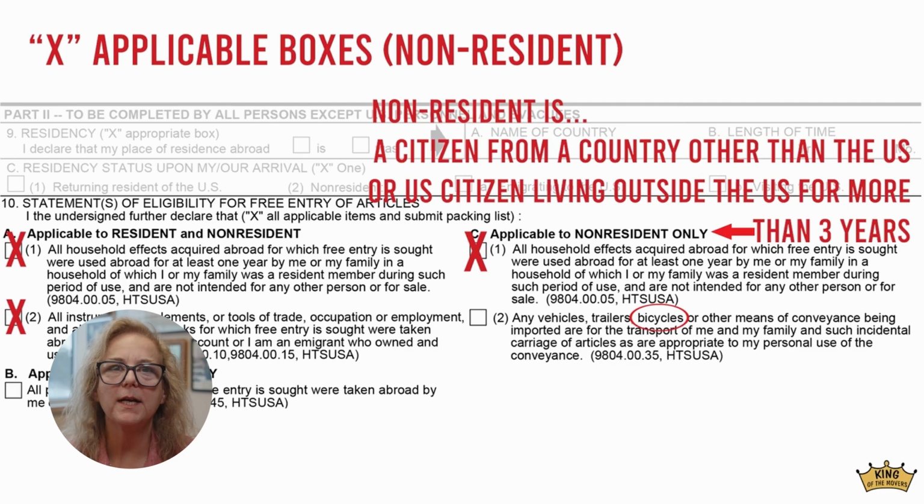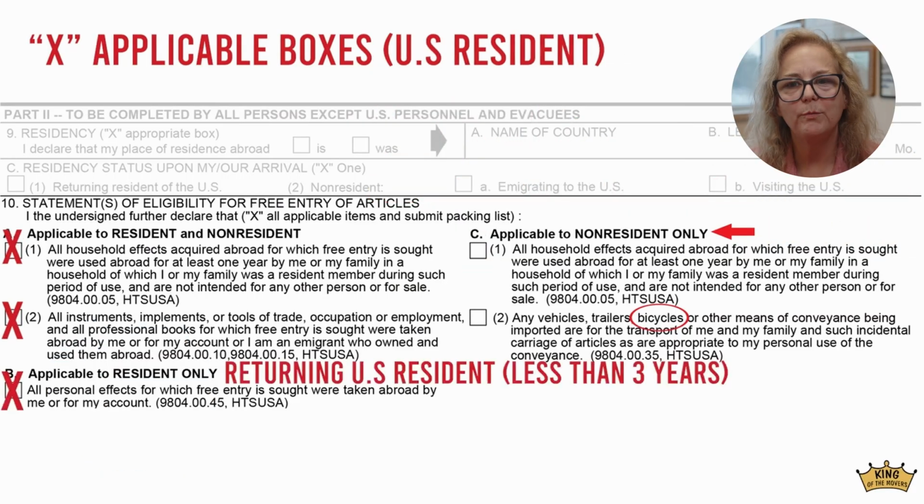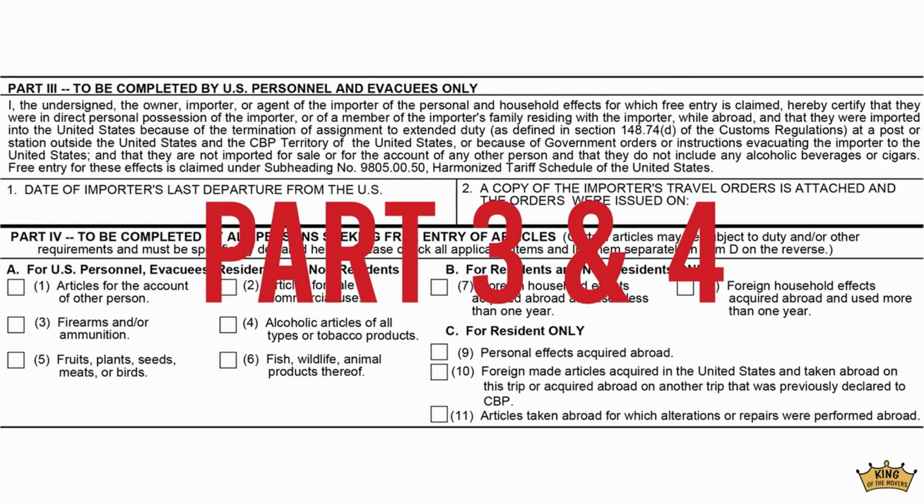It's important to put an X in A1, stating that your household effects are used by you and your family for more than 1 year. You would carry over to Part C and also put an X in number 1, indicating that your personal effects, not just your household effects, but your personal effects are also used by you and your family for more than 1 year. This makes your entry free. Used is the key.